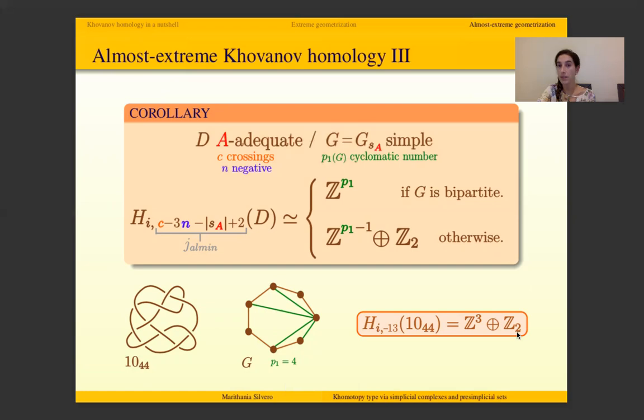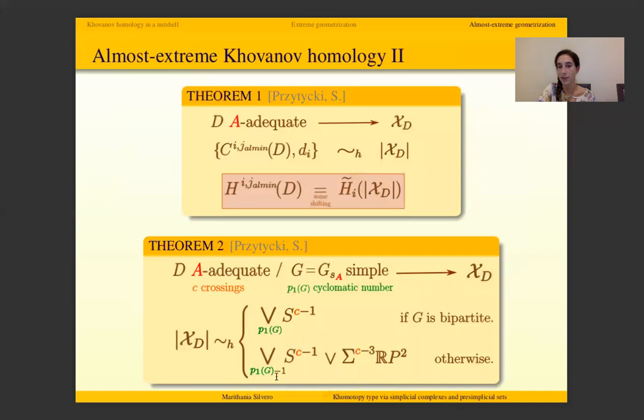And this construction is again equivalent to that of Lipshitz and Sarkar. Of course, this one is just for almost extreme degree and semi-adequate diagrams, and their construction is for all gradings and all links. But here, you don't even have to compute the actual homotopy type. We know the exact formula, and it's this one, okay? If we are talking about homotopy type, this one is the formula. If we are talking in terms of Khovanov homology, this is the formula.